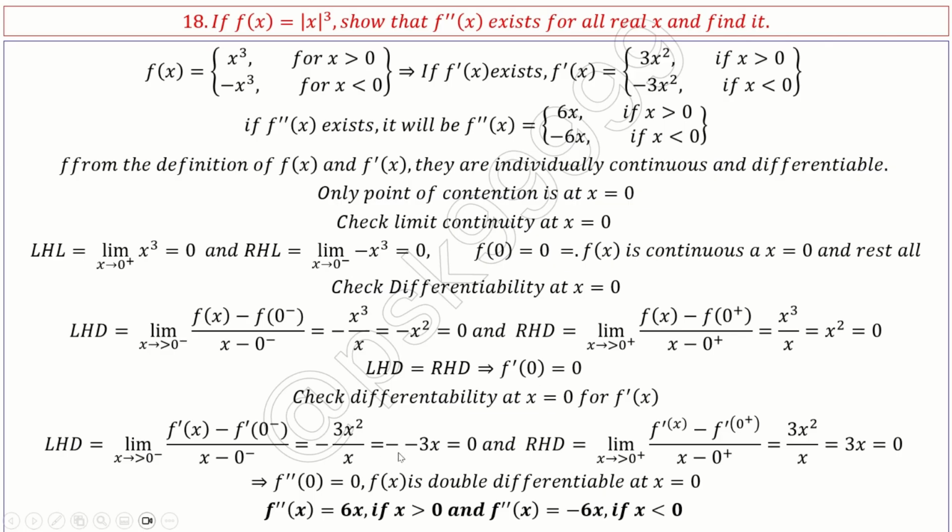Sorry, this is not minus of, this is just 3x actually. Okay, minus 3x, which is equal to 0. RHD also similarly you can find out is 3x, which is 0. Okay, so overall we have proved the point of contention, which is x equal to 0. At x equal to 0, it is continuous as well as differentiable first time and differentiable second time also.